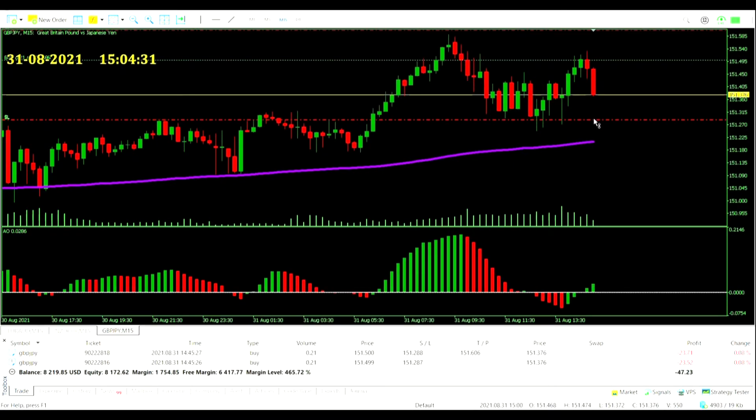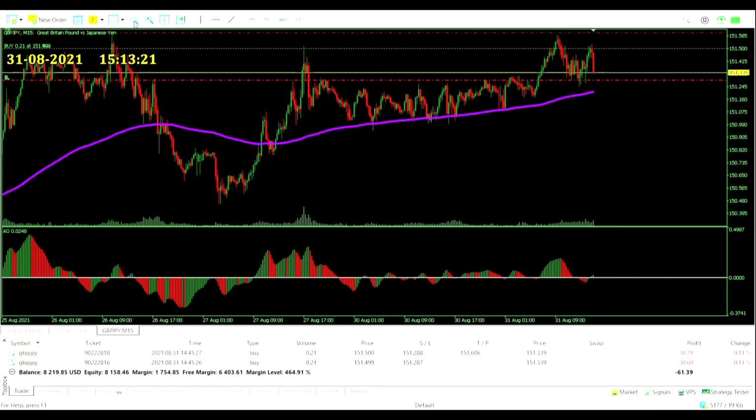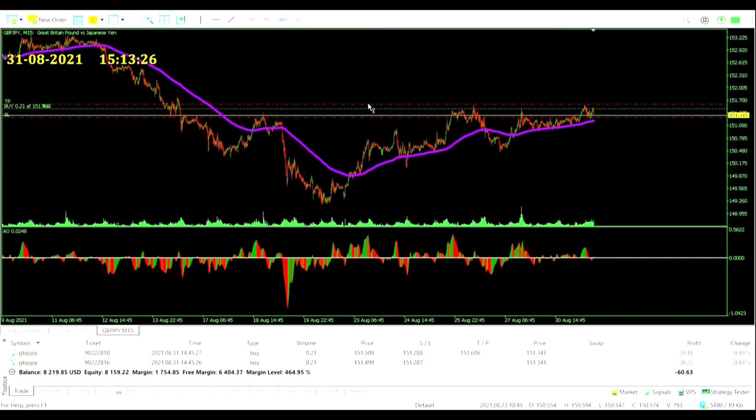Price heading pretty sharply towards our stop loss here. Can barely see that take profit level there at all. Let's zoom out a little bit. Still can't see it. Can see it there a touch. Still not. There we go.